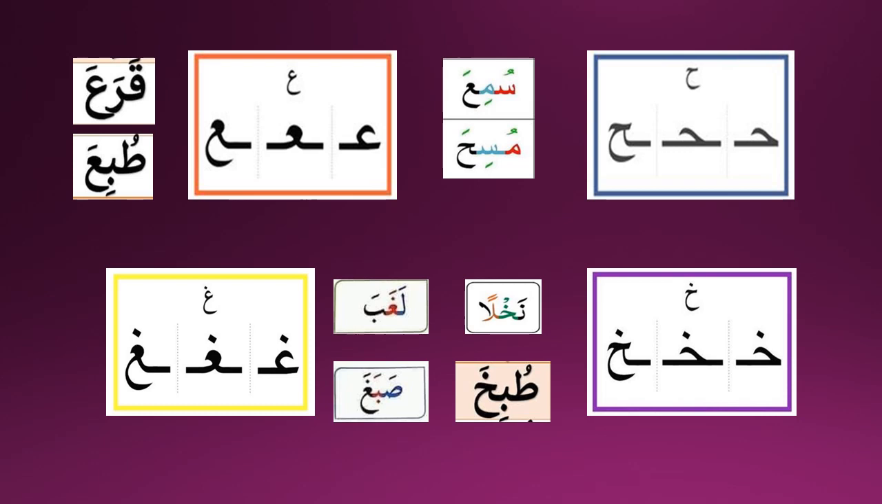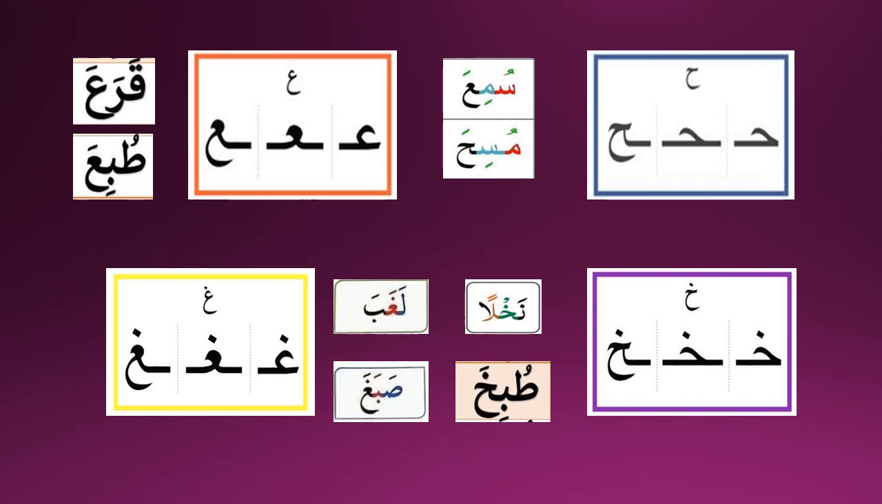Similarly, when it comes in the middle of the word, like this is Ha, but Ha is the same, and this is Ghain, Ghain is the same. So you can see that Ha has an open end and Ghain has a closed end. Or you can say that Ha has the mouth open and Ghain has the mouth shut. So you can easily recognize them.